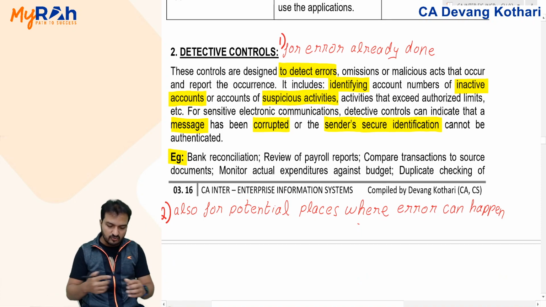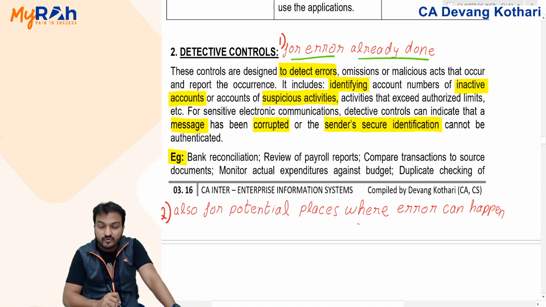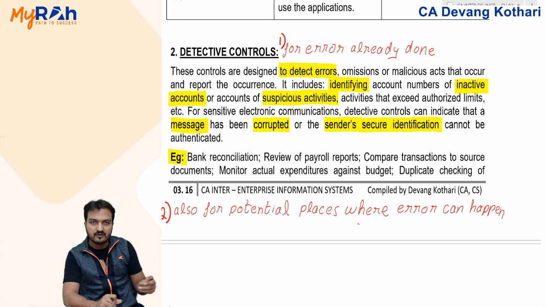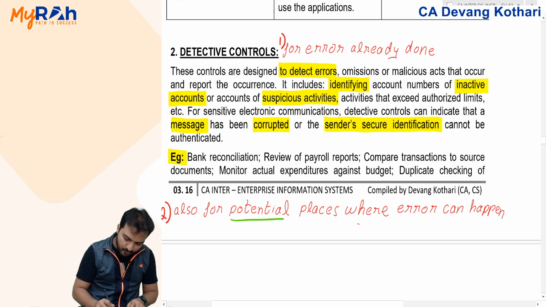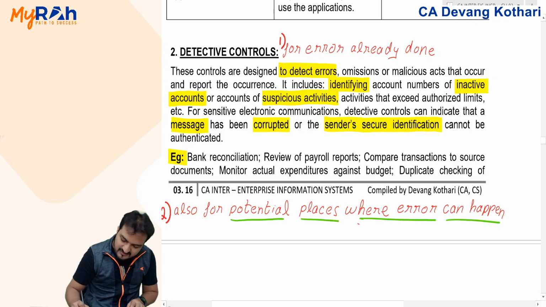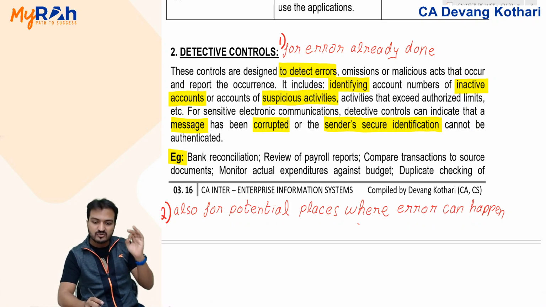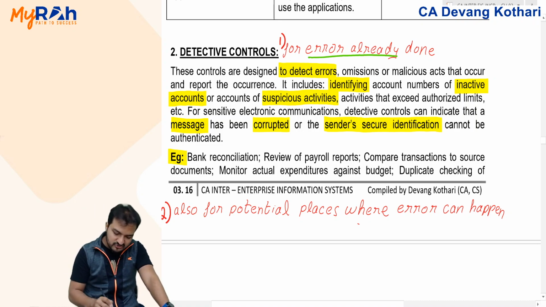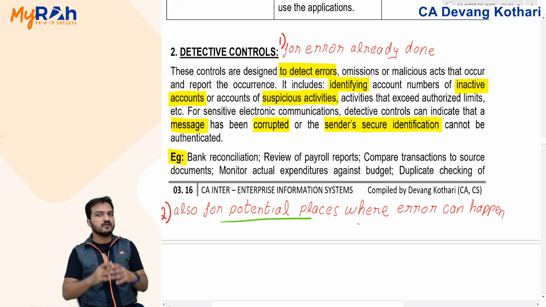Detective controls. Detective controls are for the errors that are already done. So detective controls are to detect where an error has happened, or they can also detect potential places where errors can happen. Remember these words, that will help you understand the examples. Detective controls can detect the errors that are already done, or they can also detect the potential areas where something can go wrong.